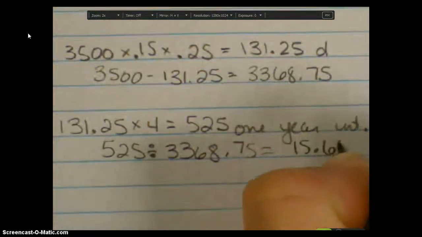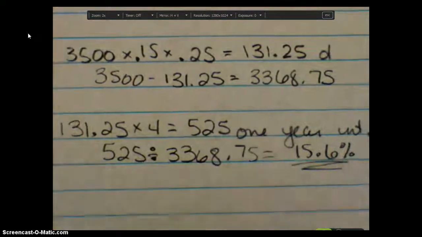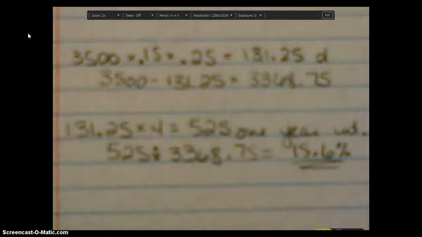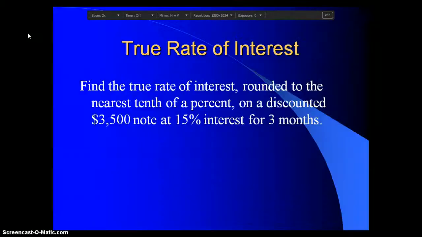Make sure you read this particular one. It told us to round it to the nearest 10th percent. So that's why we get 15.6%. Some of them may ask you to round it to the nearest 100th percent. Like I said, make sure you really read and double check which one they're asking for.